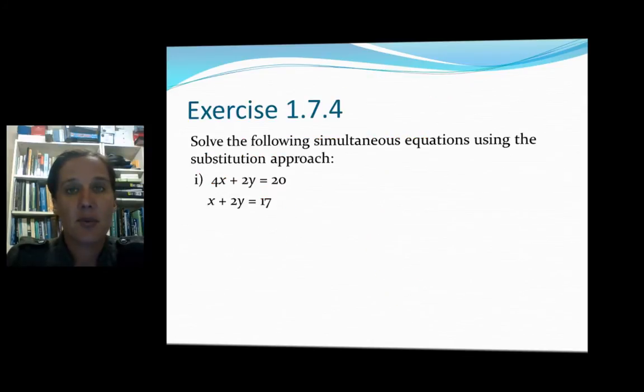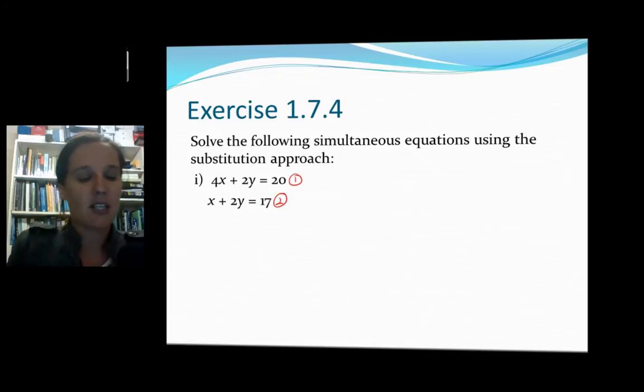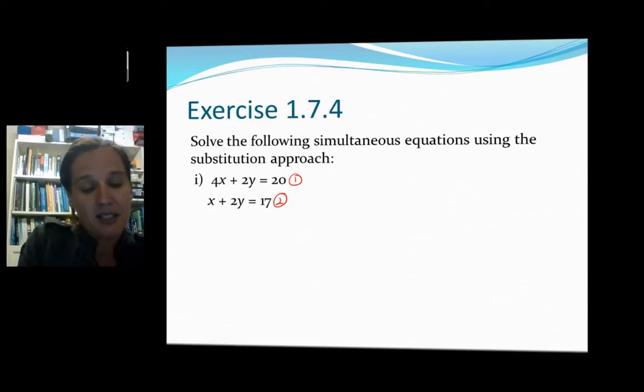Exercise 1.7.4. We want to use the substitution approach again to solve these simultaneous equations. We'll number our equations so that we know what we're doing. Here we've got 4x and we've got x, so this one will be easy to change around. Or here we've got 2y and 2y. If we just rearrange one of those to be the 2y, we don't need to rearrange the rest of it there.